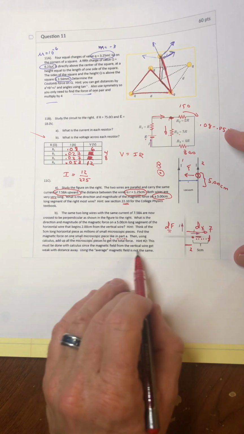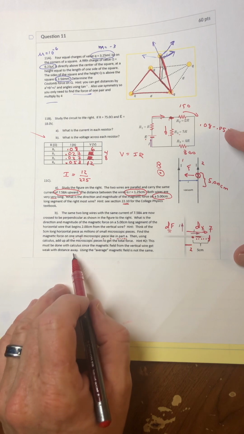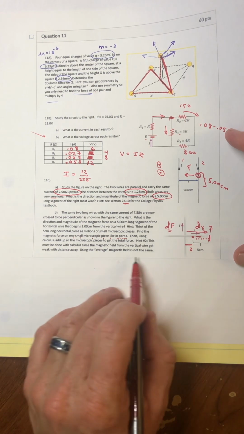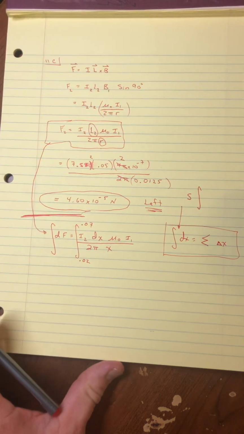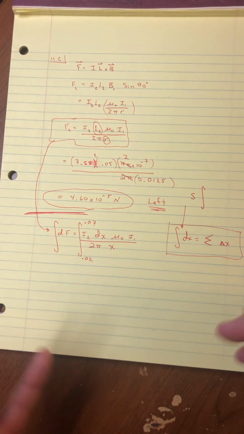Since the magnetic force on the vertical wire gets weaker with distance away, you can't use some kind of averaging effect. And so this is the advantage of calculus. This is why we do calculus. This is why Newton invented calculus. He could not do physics without calculus.